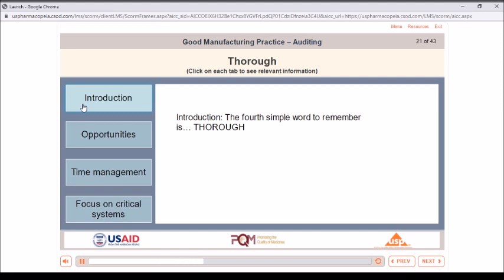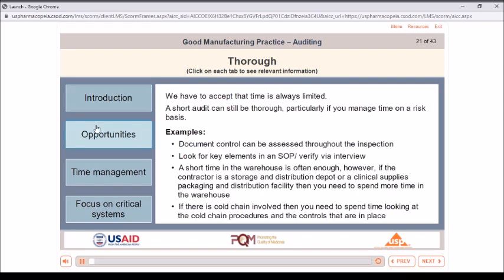Thorough. Introduction. The fourth simple word to remember is thorough. Opportunities. We have to accept that time is always limited. A short audit can still be thorough, particularly if you manage time on a risk basis.